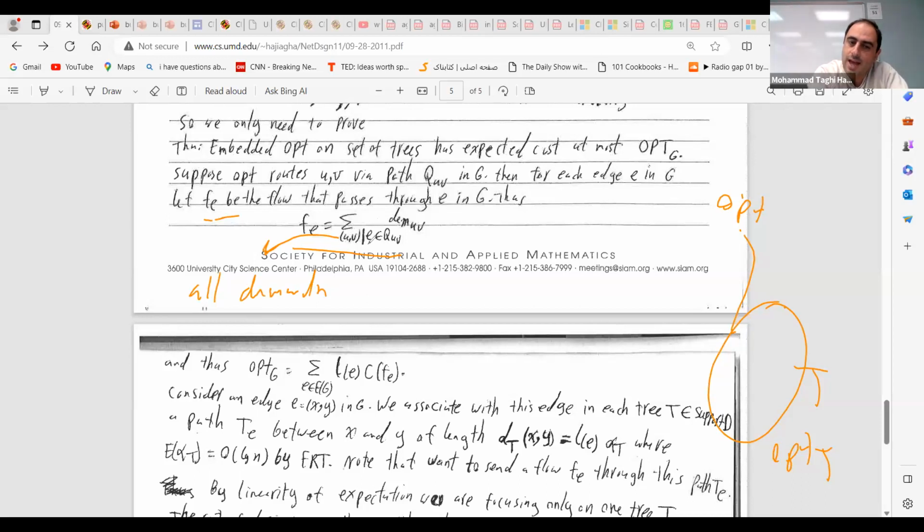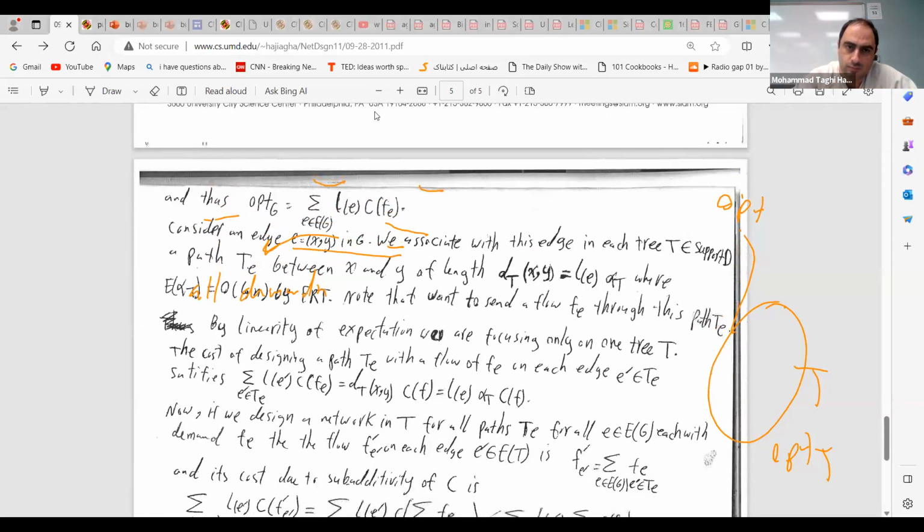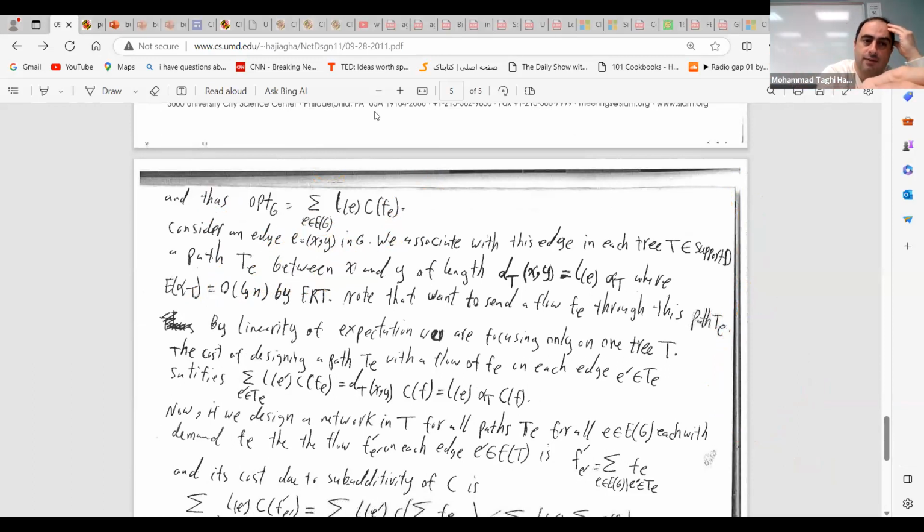So for all demands (u, v), if e belongs to the path Q_uv, the path between u and v in the graph, then this is the flow that goes through this edge. So in that case we know that OPT of G is essentially this: for each edge e, l(e), the cost of e times the C of f(e). That would be the overall OPT(G) that we pay.